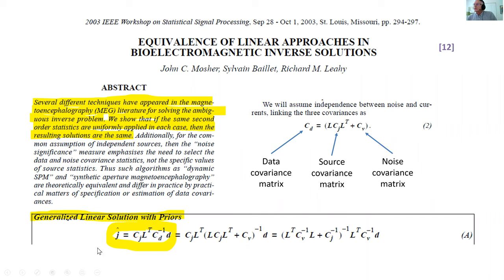And this is exactly what John Mosher, Sylvain Baillet, and Richard Leahy found for what they called the generalized linear solution with priors. Okay, so their notation is a bit different, but the meaning is exactly the same. Here, L is for lead field, which is equivalent to what we call the gain matrix G. So this solution includes minimum norm type solutions where the source covariance matrix, in their notation C sub J, is taken to be primary. Also includes beamformer type solutions where the measured covariance matrix, what they call the data covariance matrix here, is taken to be primary.